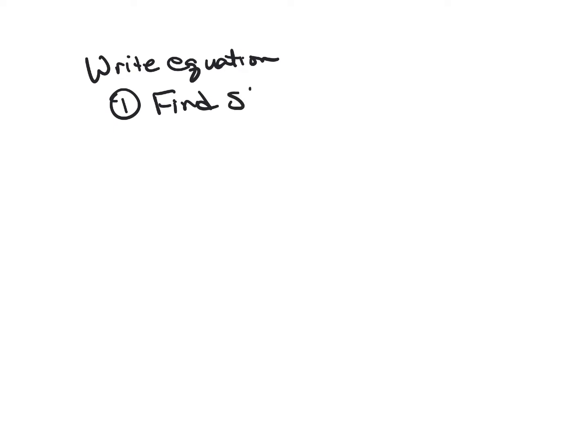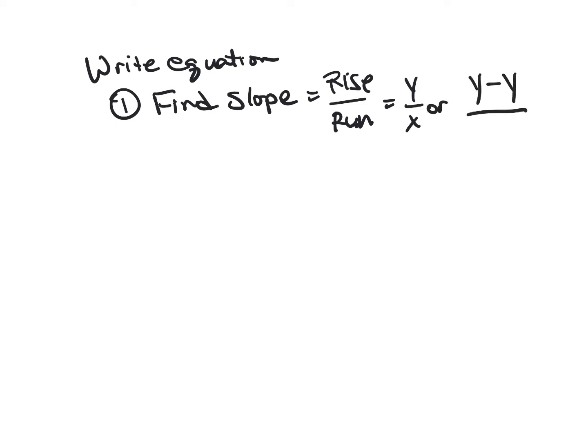Okay, so today we talked about how to write an equation. Remember this whole topic, we are going to write an equation. The first thing that you always need to do is find, or if they give it to you, the slope. Remember, slope is rise over run, or y over x. Or if we're actually finding it, it's y minus y over x minus x, right? And then this is group 2, group 1.